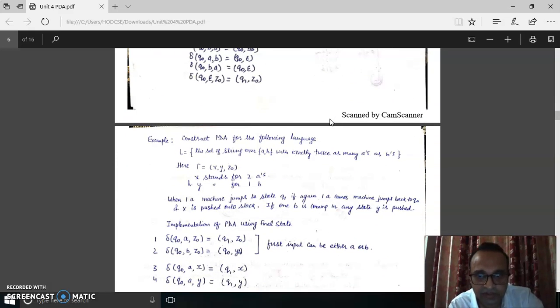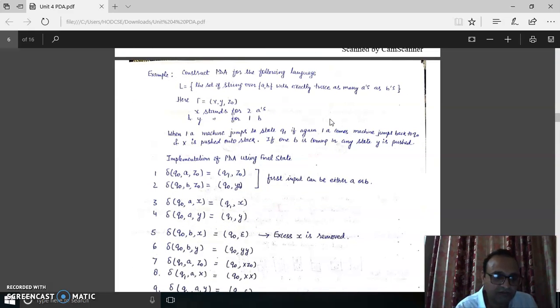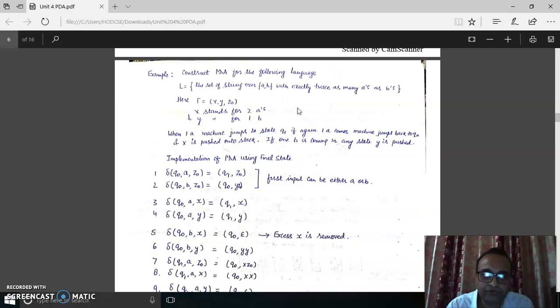Now there is one very important, very beautiful example which we are covering in this lecture, and that is: construct a PDA for the following language. The language is the set of strings over {a, b} with exactly twice as many A's as B's. That means the number of A's is double in each string of the language. So it's a very good example.